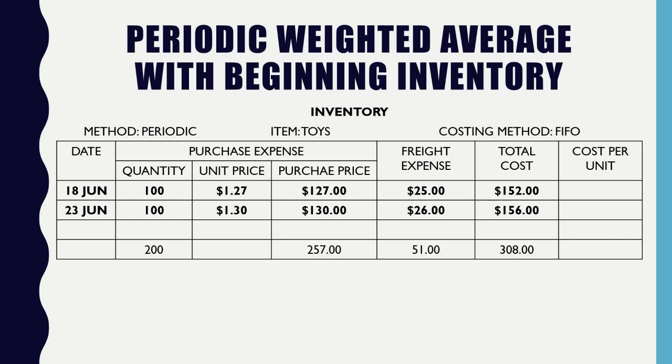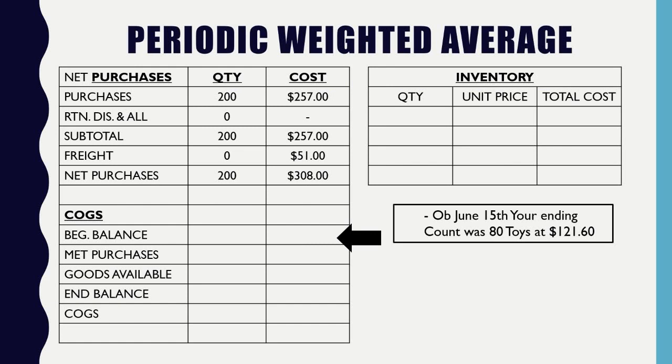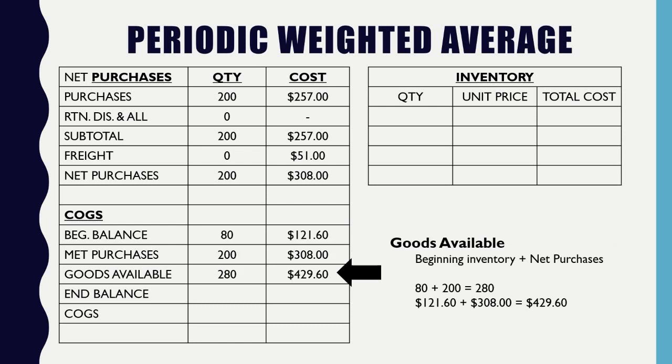So in this case, I don't need to solve for my average cost. So where do I need to go? Well, now that I plugged in all my answers here to get my net purchase, I am introduced to my beginning inventory, right? I have 80 units from the very beginning. So I'm going to plug that 80 units in, put in my net purchases, and now I have a grand total of 280 units at a grand total cost of $429.60, right? I combine them together.